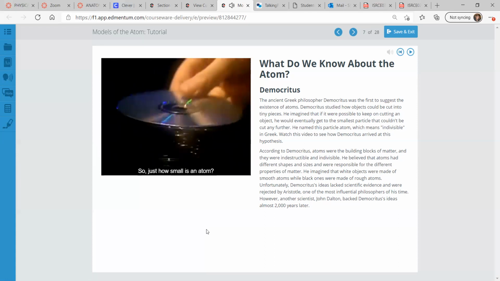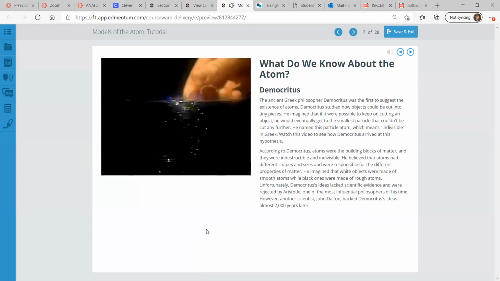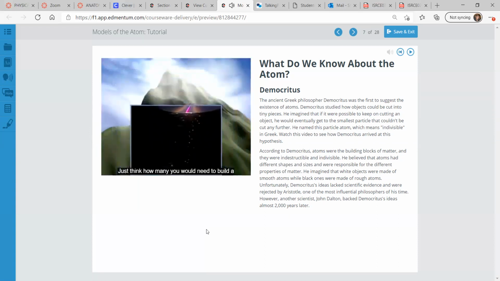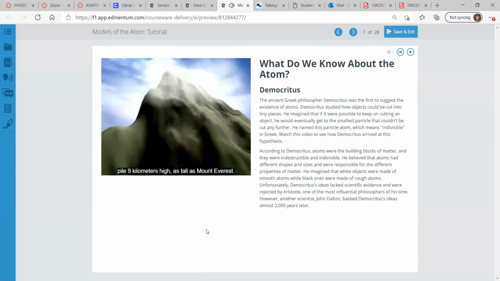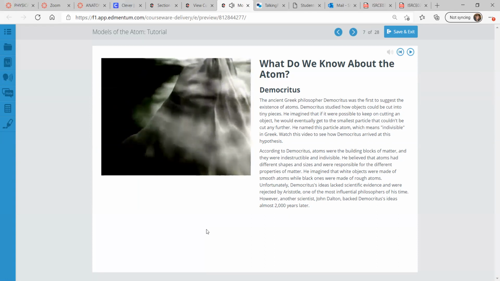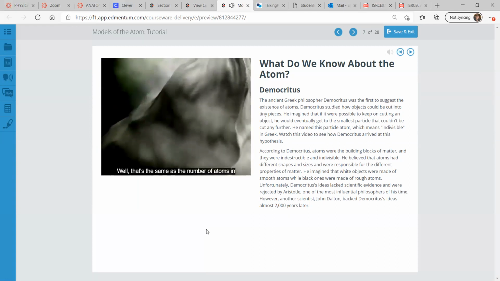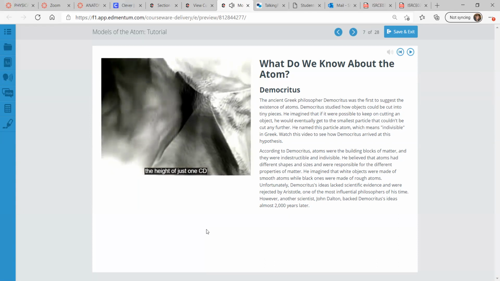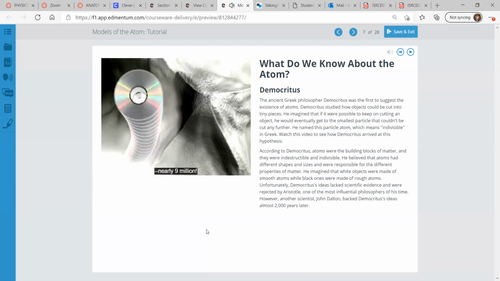So, just how small is an atom? Imagine building a pile of CDs as high as you can. Just think how many you would need to build a pile 9 kilometers high, as tall as Mount Everest. Well, that's the same as the number of atoms in the height of just one CD. Nearly 9 million.